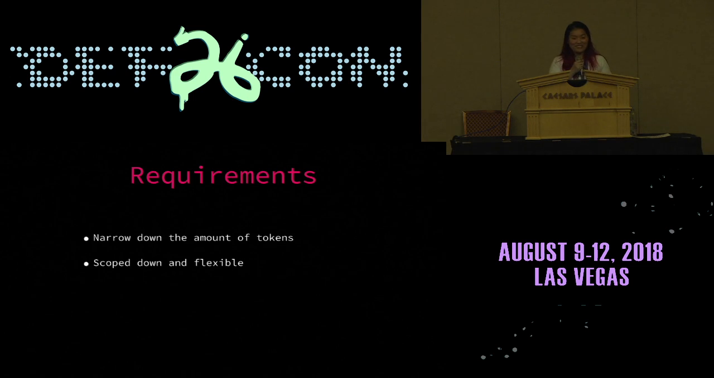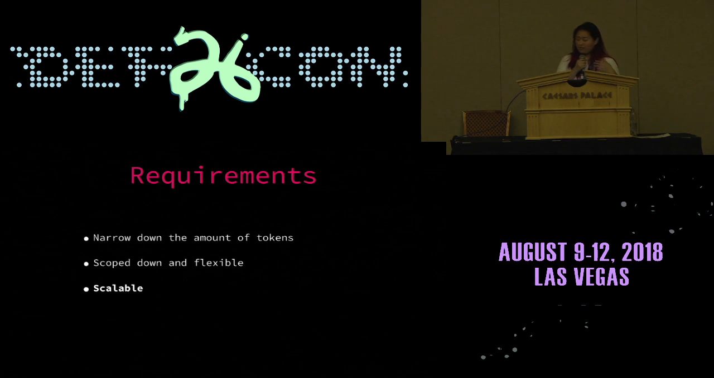B, we want them to be scoped down and flexible. So we want them scoped down so they can't be replayed to multiple parts of our infrastructure. We want them to be flexible because we don't want to have to maintain all these different token libraries for all the different authentication use cases.